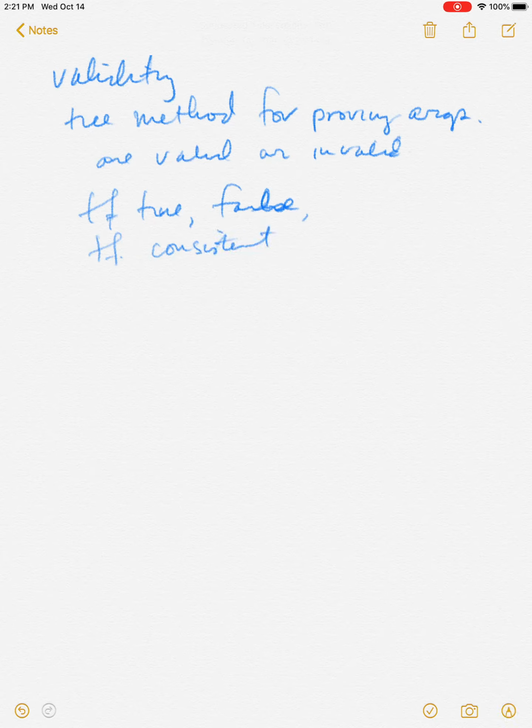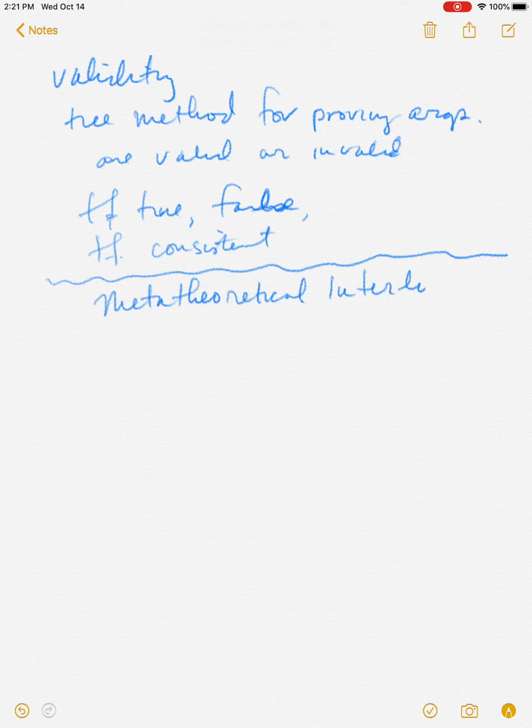So what we're going to do now is take what I'm going to call a metatheoretical interlude. And what we're going to do is prove that our ways of proving things work.